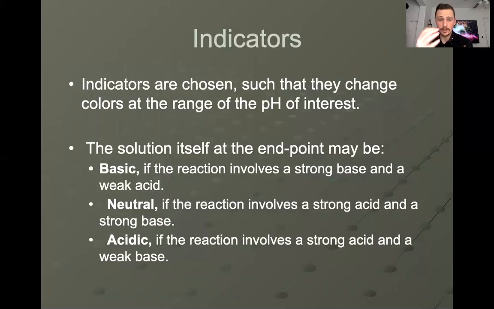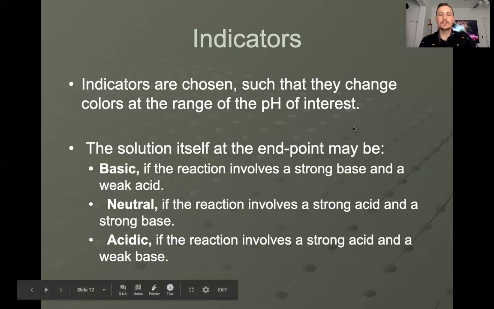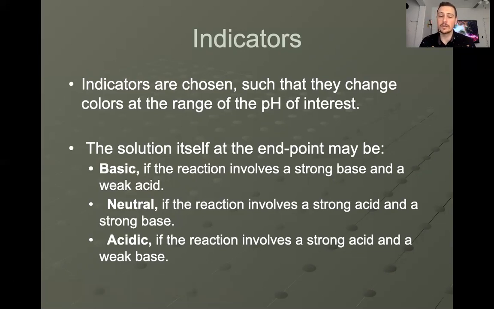So indicators, like we saw the other day, there are lots of different indicators, right? Indicators are chosen such that they change color at the range of pH that we want. For us, we're just going to be using strong acids and strong bases. So phenolphthalein is perfect for our needs because we are testing two solutions that give us a neutral endpoint.